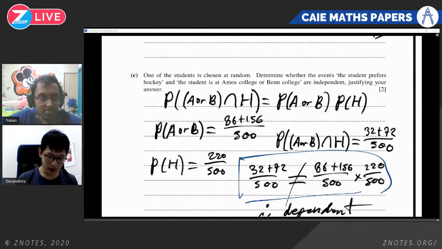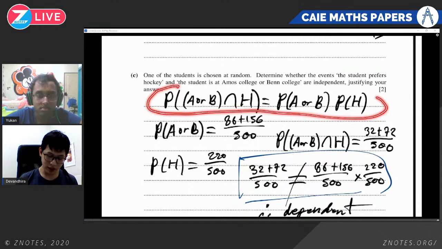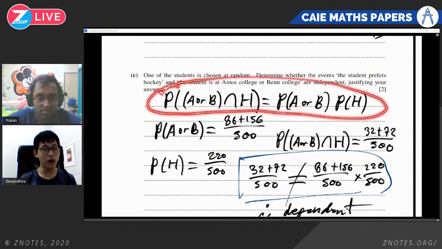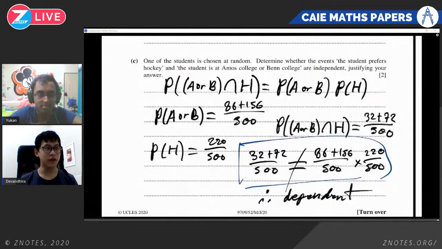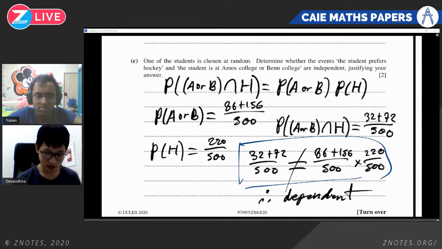I saw some students can get confused here. What they think is that this is a formula. I mean, it technically is a formula, if and only if they're independent. But we want to check if they're independent, so we use this equation as a test instead of a formula, to see if it satisfies the equation. And that's basically it.